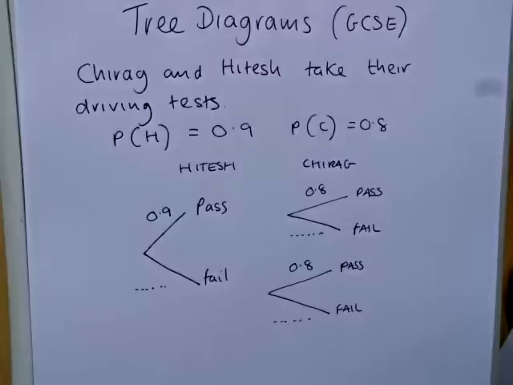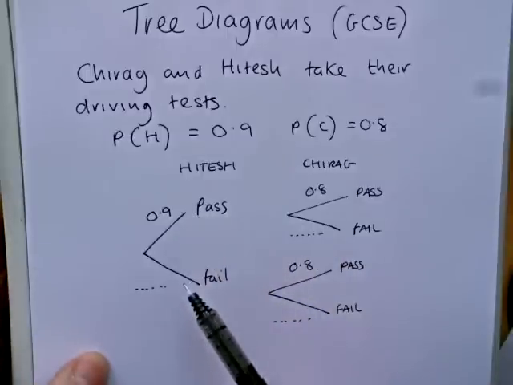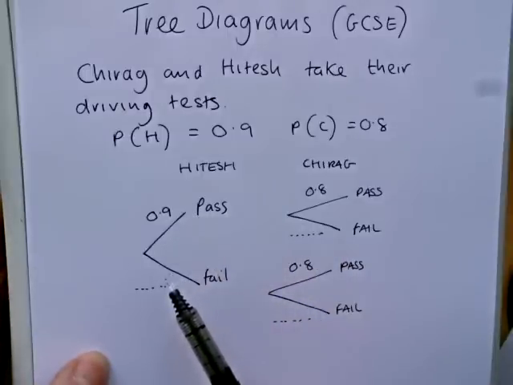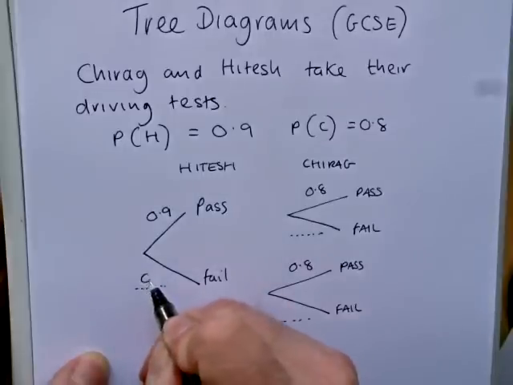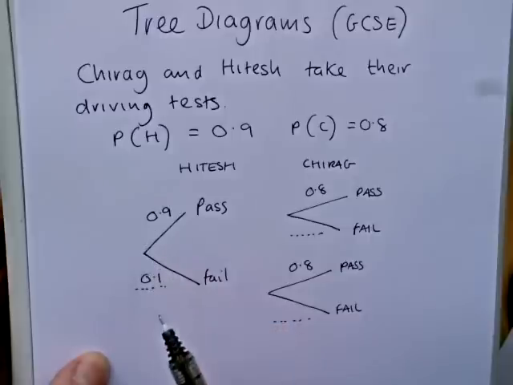The probability Hitesh passes is 0.9. The probability that Shirek passes is 0.8. So can we complete the table? The first rule that's being tested is that passing or failing are the only possibilities when you take a test, and all possibilities in probability must come to 1. So the probability that Hitesh fails then will be 0.1, because 0.1 and 0.9 add up to 1.